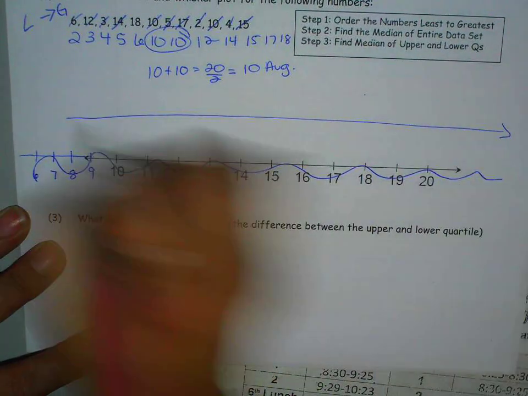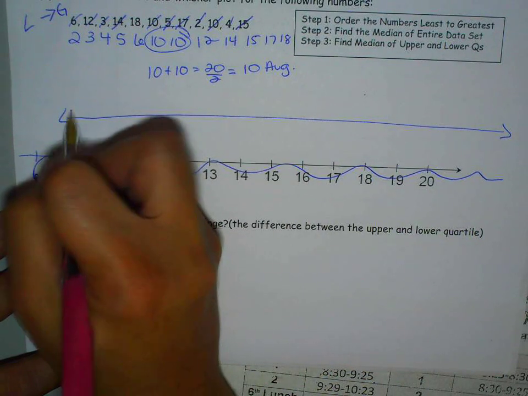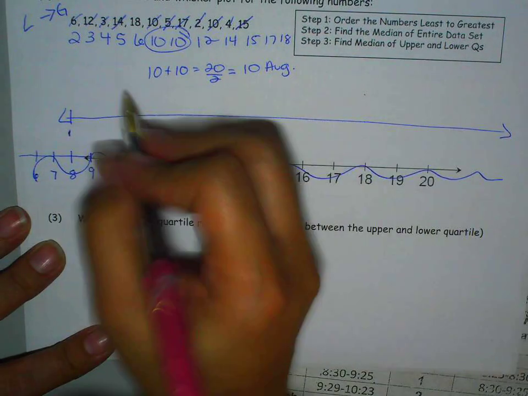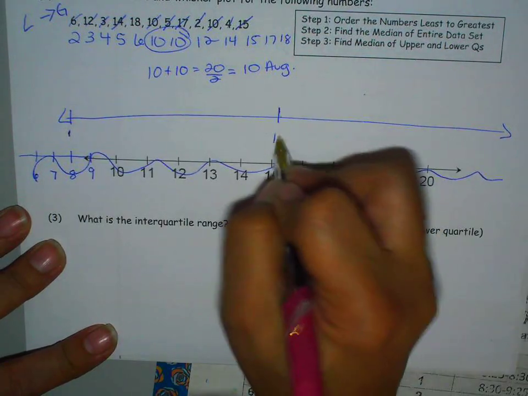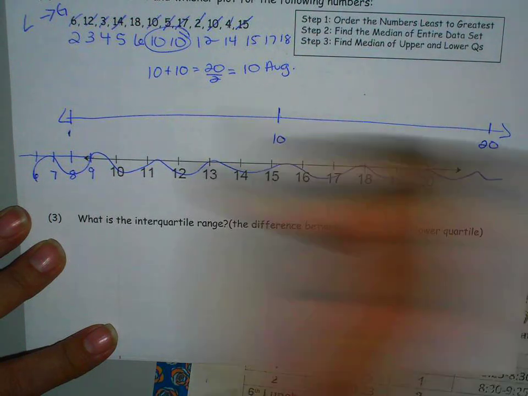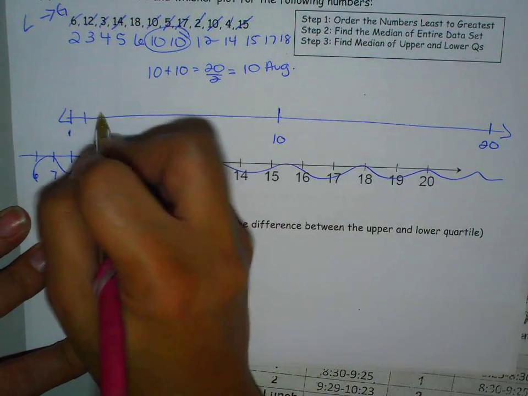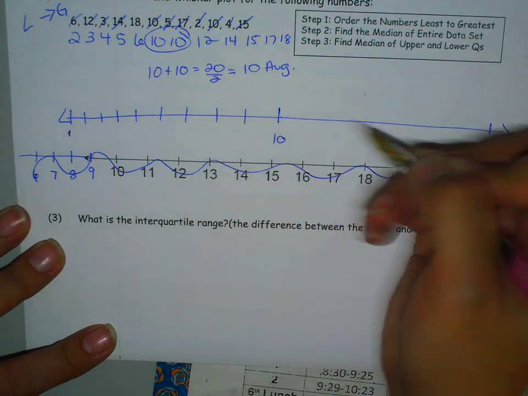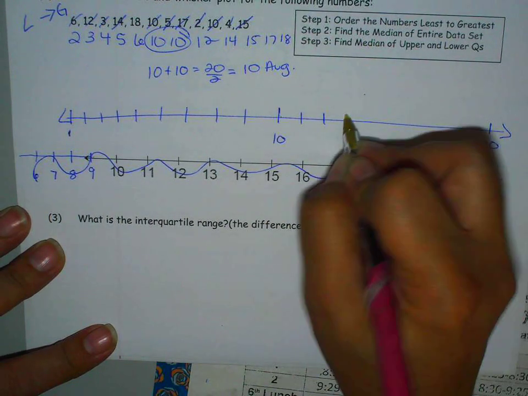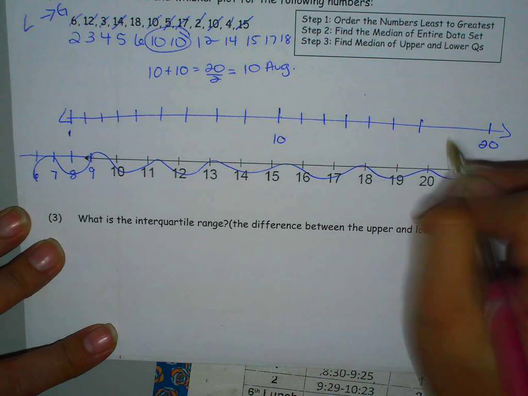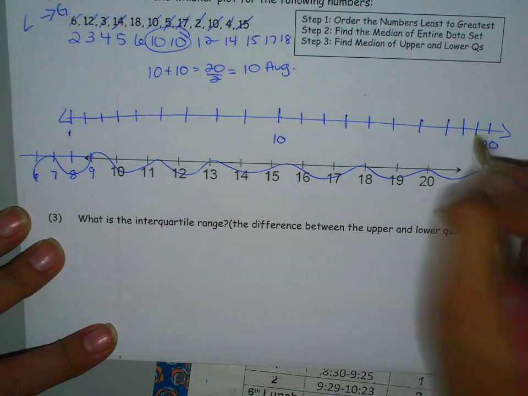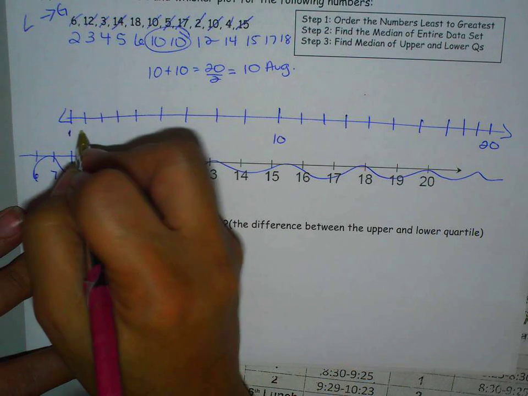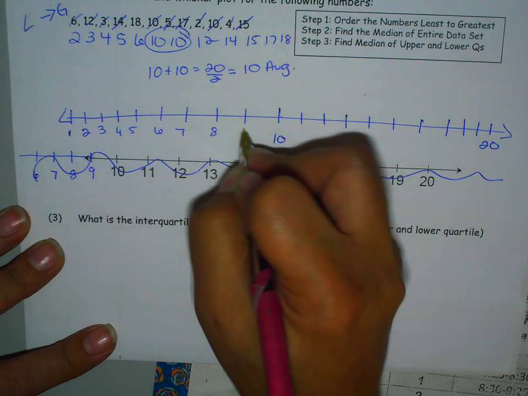So we're drawing our line. Going to begin with 1. Midway will be 10. This is 20. 2, 3, 4, 5, 6, 7, 8, 9, 12, 13, 14, 15, 16, 17, 18, 19. So I know that it's not perfect, pretty darn close.